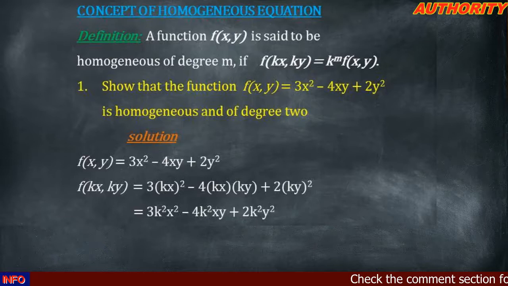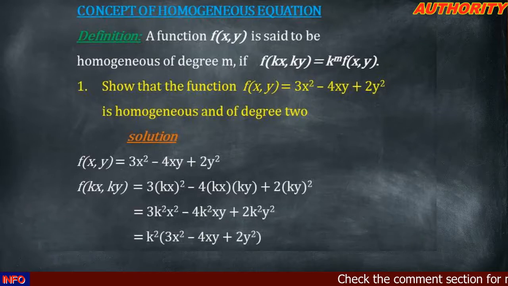So from this place, we see that in all the terms, we have k squared. So let's factor out k squared. So when we factor out k squared, we are going to have k squared. After factoring out in the first term, we're going to be left with 3x squared. Then minus, in the second term, after factoring out k squared, we're going to be left with 4xy. Plus, in the last term, after factoring out k squared, we're going to be left with 2y squared.